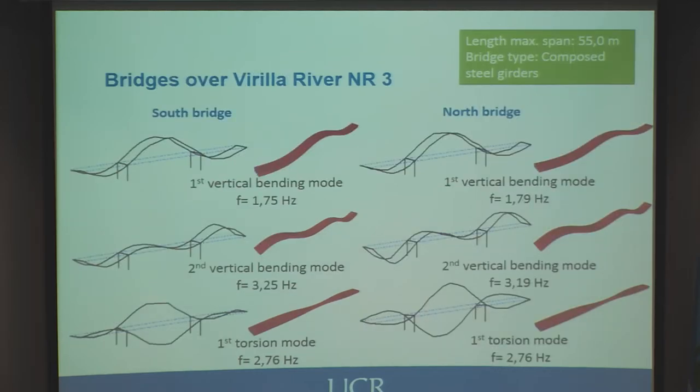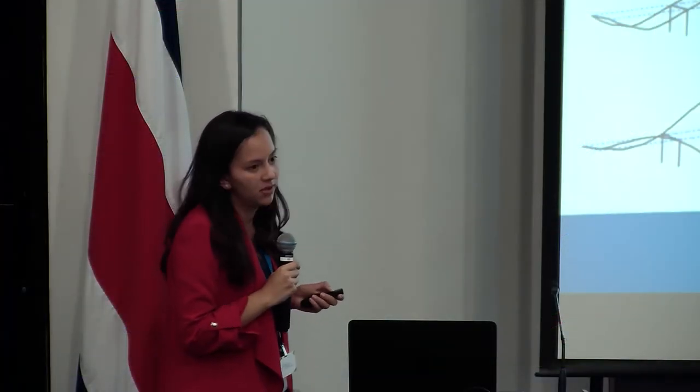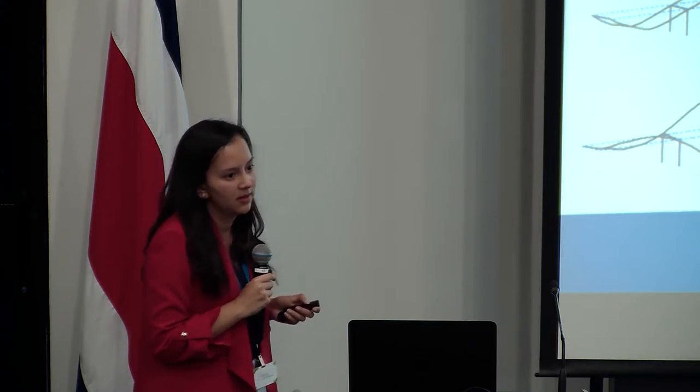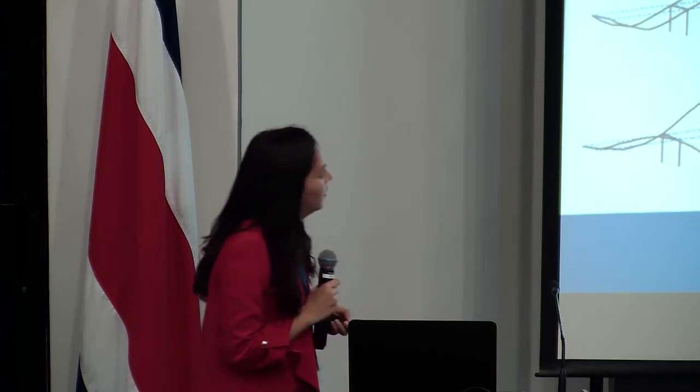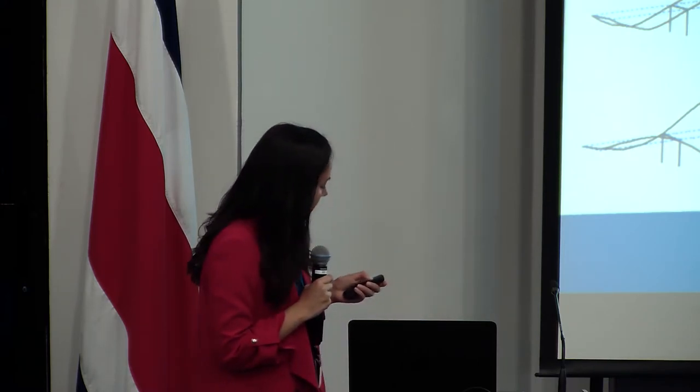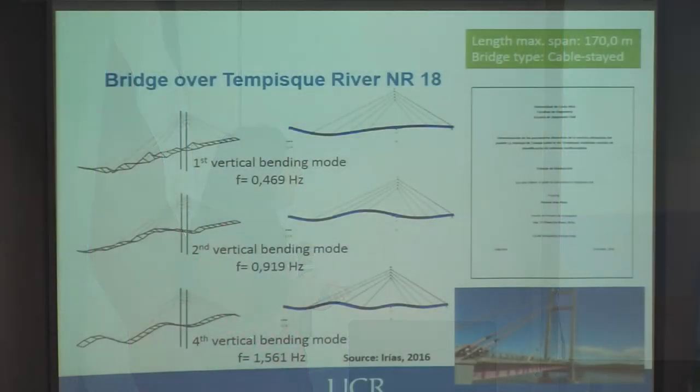These are two parallel new bridges. You can see the value of frequencies. In this case, the length of the maximum span is lower than the ones before. It's also a composite steel girder bridge. This one is a cable stay bridge. This was an undergraduate thesis. You can see the frequency value is almost 0.47 hertz.